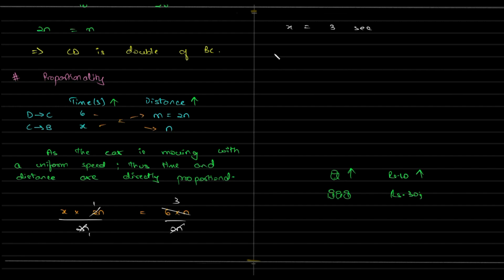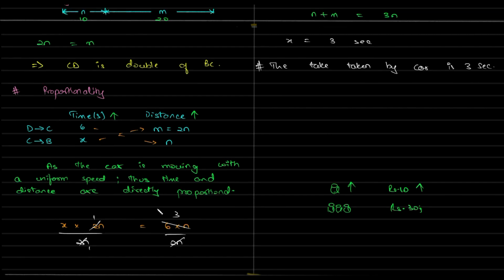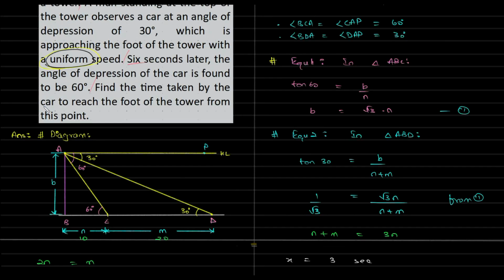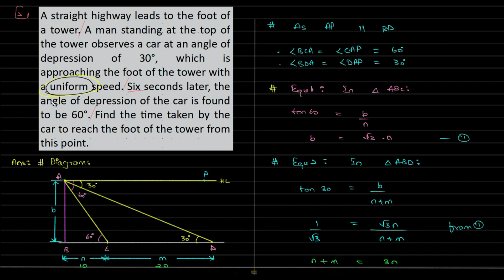And so we can conclude the time taken by the car is 3 seconds. Okay, a small conclusion, right? Quite simple, if you know the idea of proportionality. If you don't know the idea of proportionality, you won't be able to solve this question. But now you guys know, right? So pause and have a look at the answer.